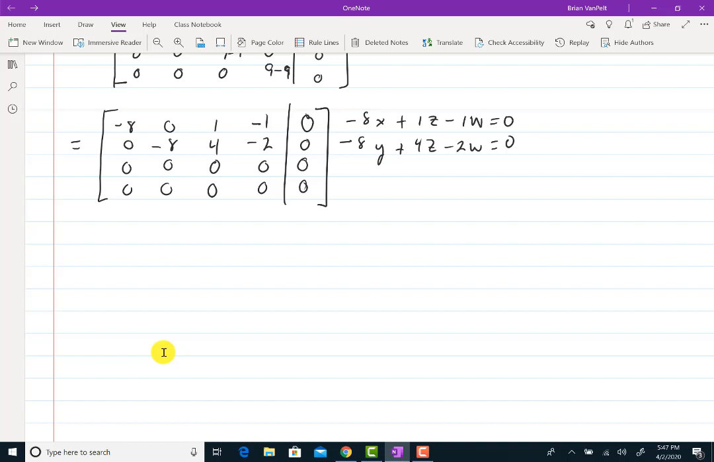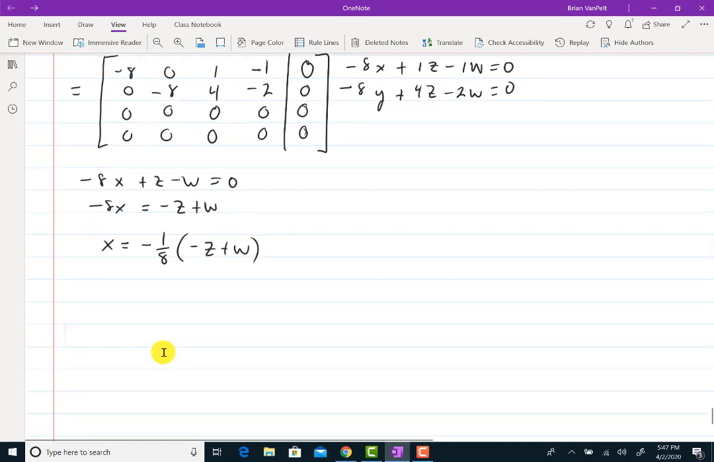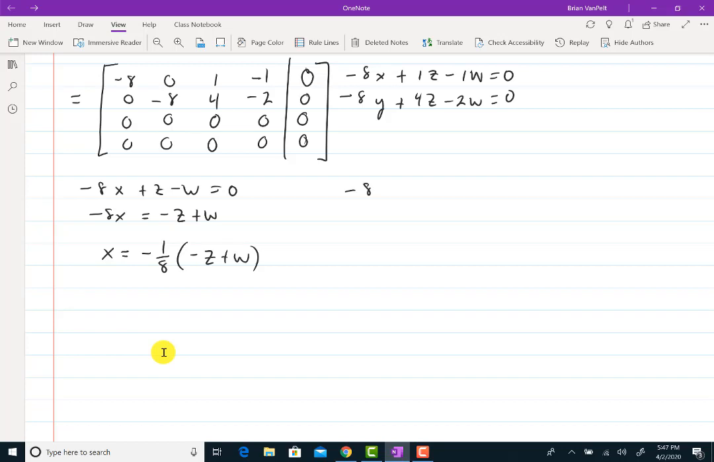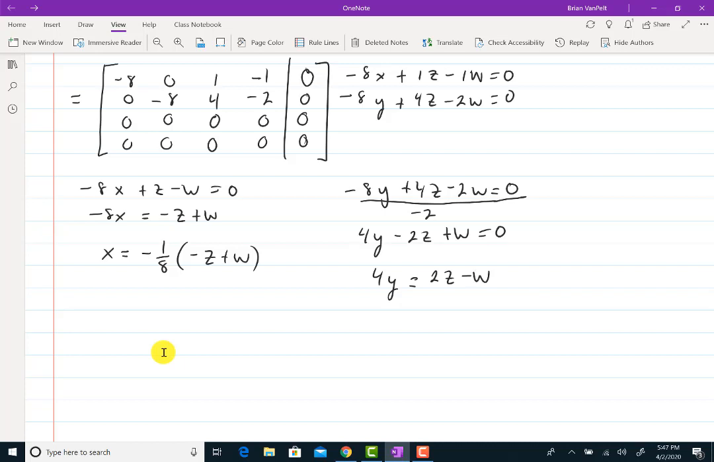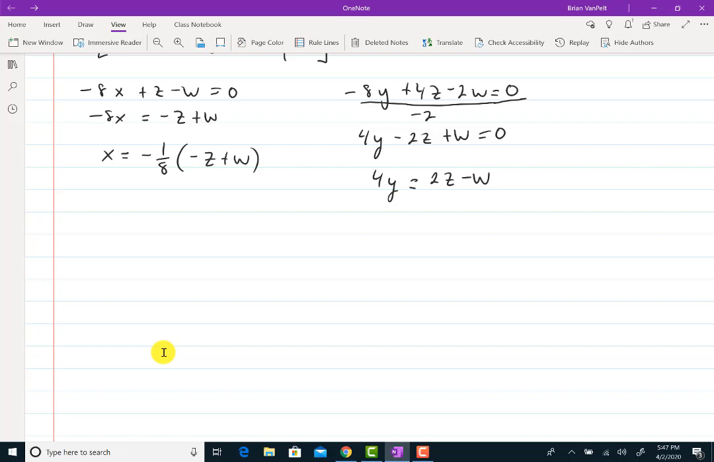In the first equation, negative 8x plus z minus w equals 0, I'll get negative 8x equals negative z plus w, and then x equals negative 1/8 times (negative z plus w). On the other hand, for the second one, I have negative 8y plus 4z minus 2w equals 0. I'm going to divide that equation by negative 2, and that'll give me 4y minus 2z plus w equals 0. 4y equals 2z minus w, and then I can divide by 4. So y equals 1/4 times (2z minus w).